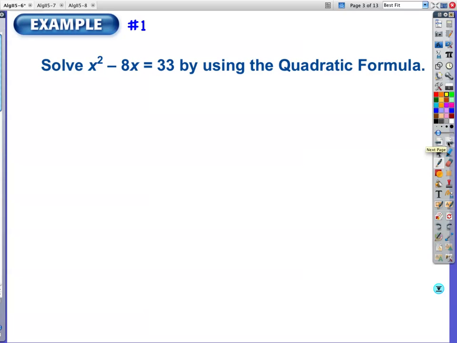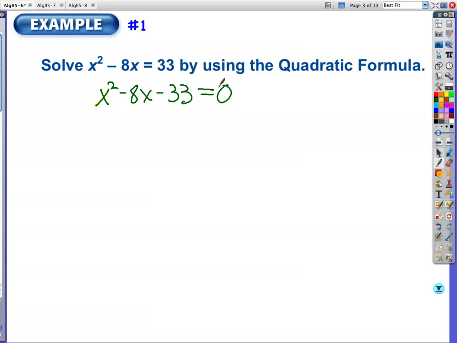actually do a problem. All right, this is example number 1. We want to solve this by using the quadratic formula. Just like factoring, you cannot solve unless you have it set equal to 0. So, I better change the color on that, otherwise you will not see a thing. X squared minus 8x minus 33 equals 0. So I subtracted 33 from both sides of the equation before I can do any other math.